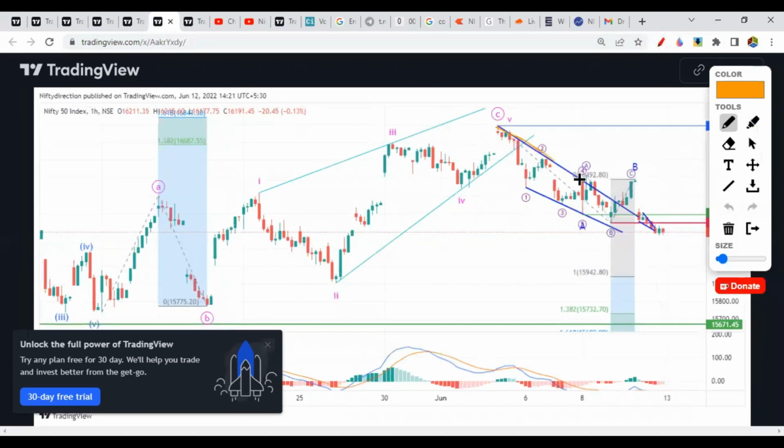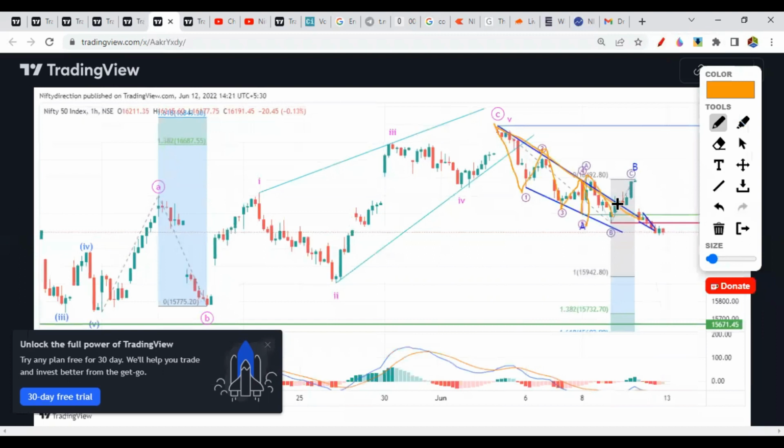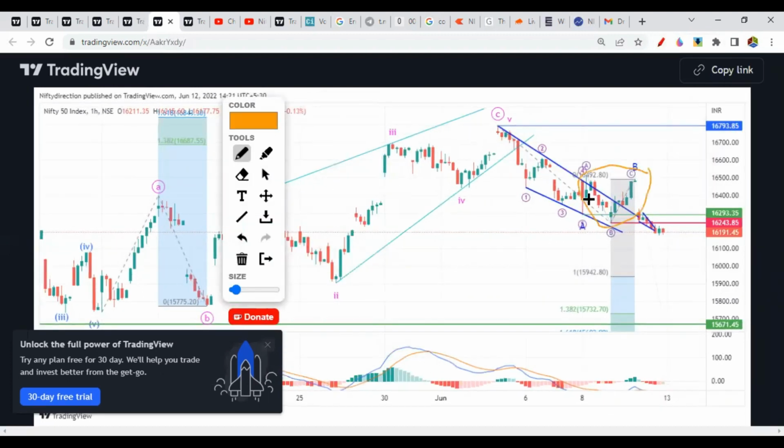After last week, the Nifty has made a wedge structure. Here it has made a wedge structure like this. Okay, 5 waves, then ABC like this. Okay, it is looking like a running flat. So this correction is looking like a running flat. So we can call this A, this B, and the C wave is going downside.